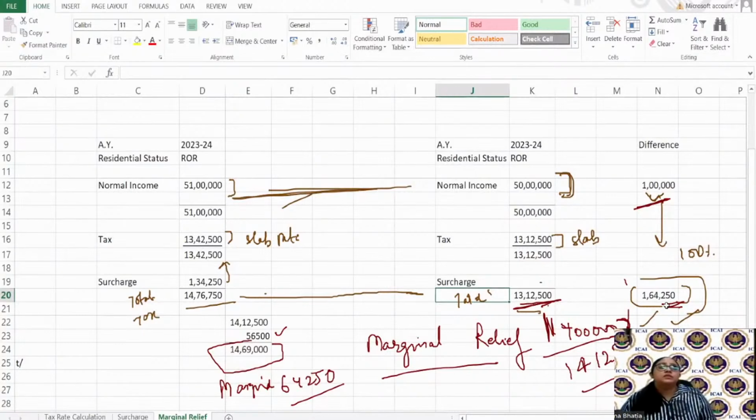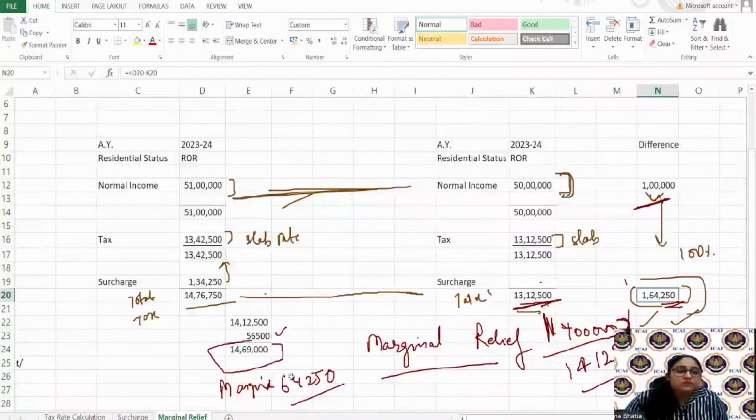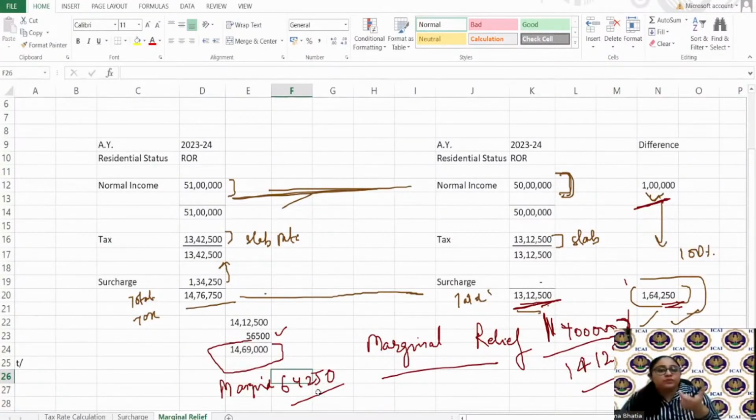So if the question asks you, MCQ comes, what is the marginal relief? So that marginal relief answer would be 64,250. Because you have got relief of that much tax, they are not taking it from you. What is the tax amount? You will calculate the tax on 50 lakhs. You will calculate the tax on 100% of the additional income. The total of that would be your tax amount. On that, now you will apply the cess only. Clear? Sure?